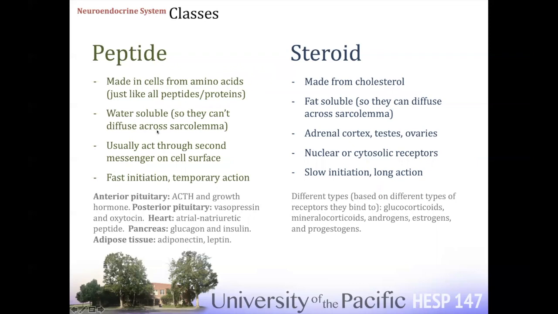So again, we have peptide, polypeptide, this class, a bunch of amino acids, and we have steroid, which is made from cholesterol. So these ones are fat soluble. That's how they diffuse across the sarcolemma, if it's muscle, right? Phospholipid bilayer. And the peptide, right? They can't diffuse. These are water soluble. They can't diffuse across the phospholipid bilayer, and these ones usually act through a second messenger on a cell surface.